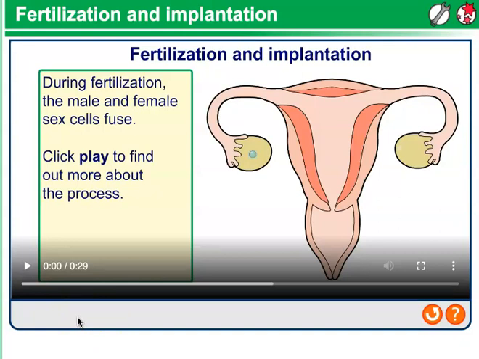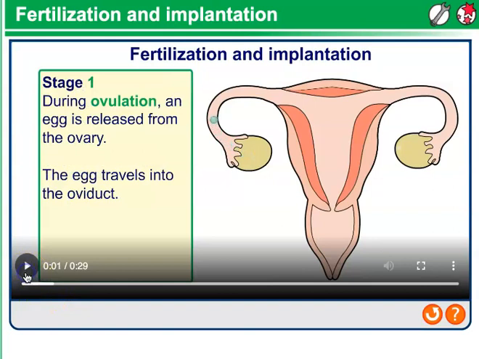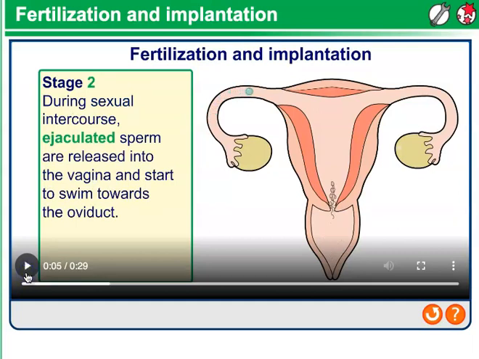Fertilization and implantation. During fertilization, the male and female sex cells fuse. In stage 1, during ovulation, an egg is released from the ovary. The egg travels into the oviduct. In stage 2, during sexual intercourse, ejaculated sperm are released into the vagina and start to swim towards the oviduct.